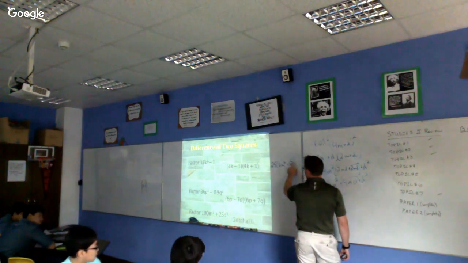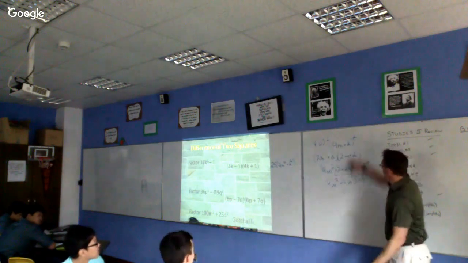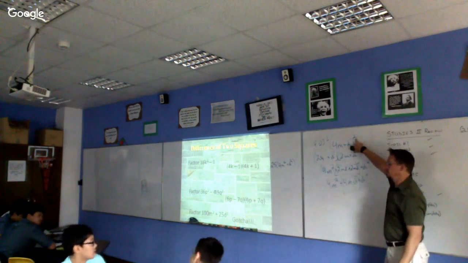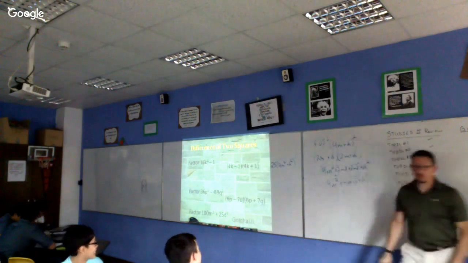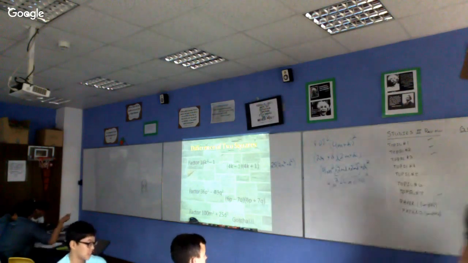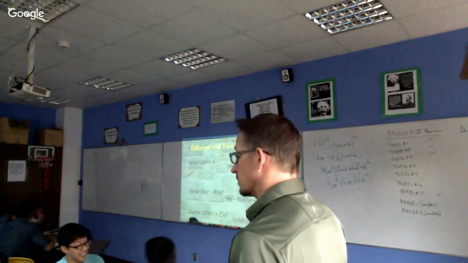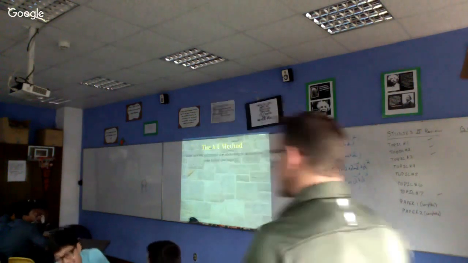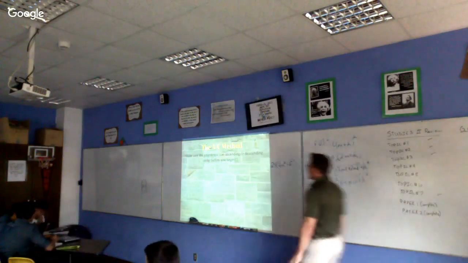This square is on d. What is this squared on? The whole quantity, 4m plus d. They're not the same. Gotcha. Okay, here we go.